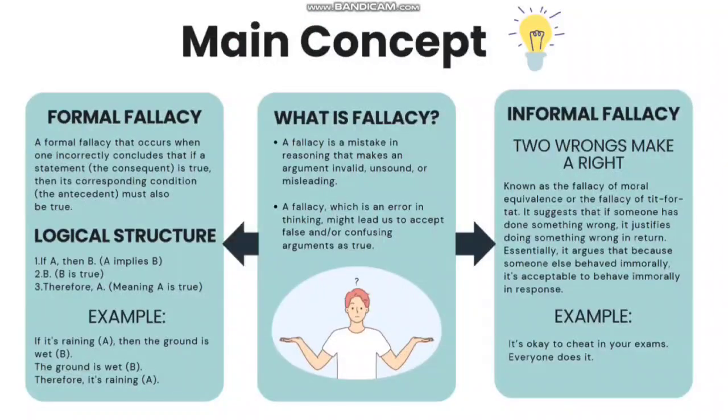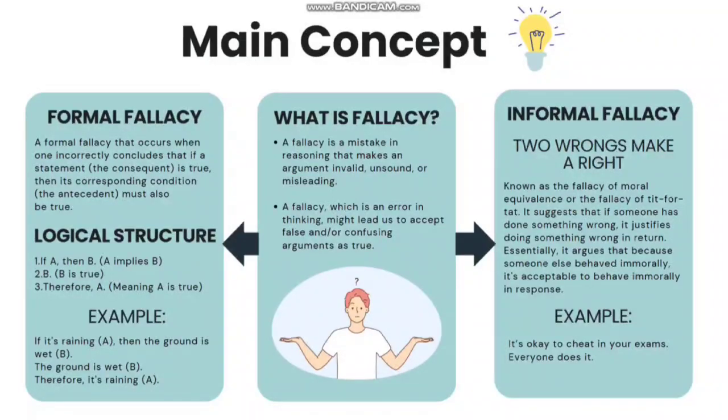Let's talk about fallacies. So, what is a fallacy? A fallacy is a mistake in reasoning that makes an argument invalid, unsound, or misleading. In other words, a fallacy is an error in thinking that might cause us to accept something false or confusing as if it's true. There are two main types of fallacy, formal and informal.